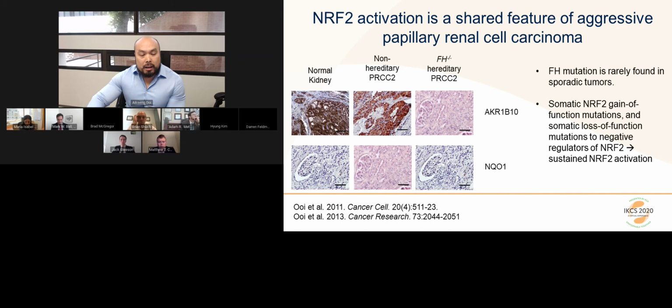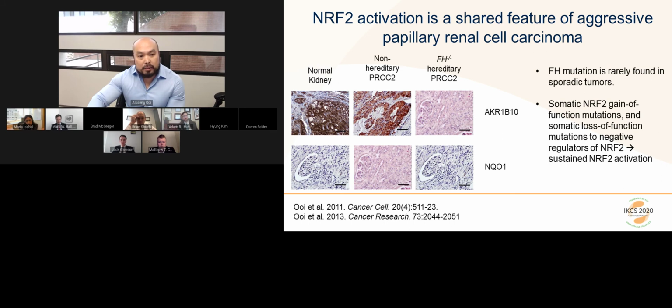So like all hereditary cancer syndromes, HLRCC does have a sporadic counterpart. And when you look at the sporadic counterpart of HLRCC, they rarely present with fumarate hydratase mutation. So what is the molecular similarity between the two? To answer this question, we published a series of papers that show that both the hereditary form and the sporadic counterpart share a common feature, and that is a sustained activation of a transcription factor known as NRF2.